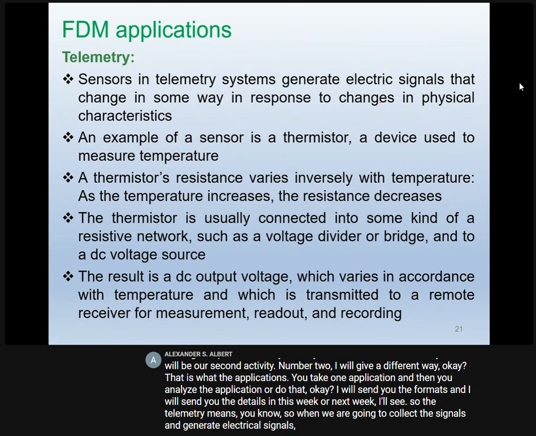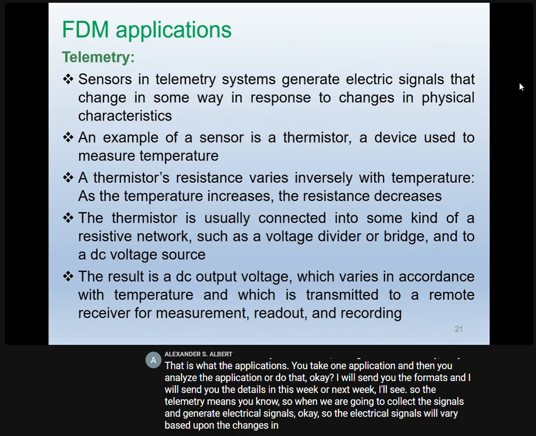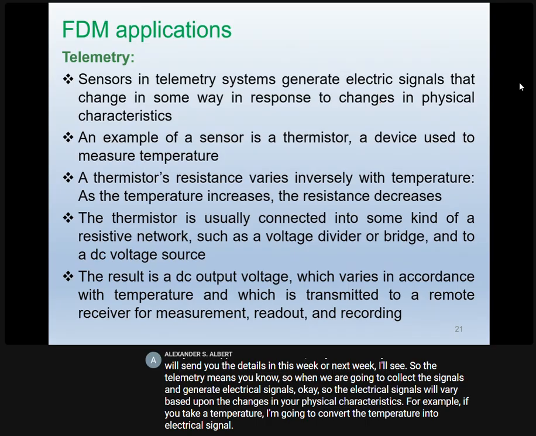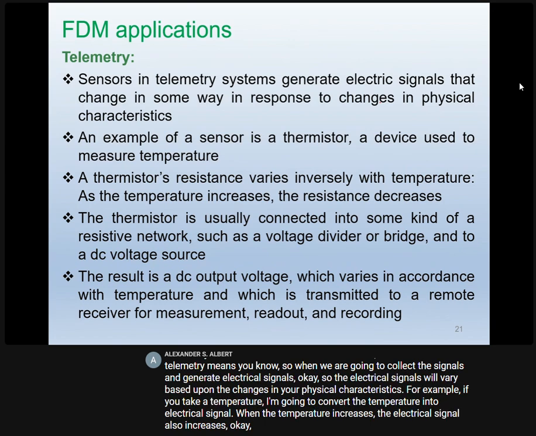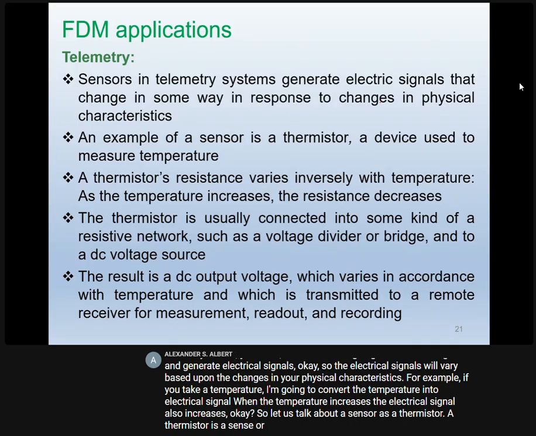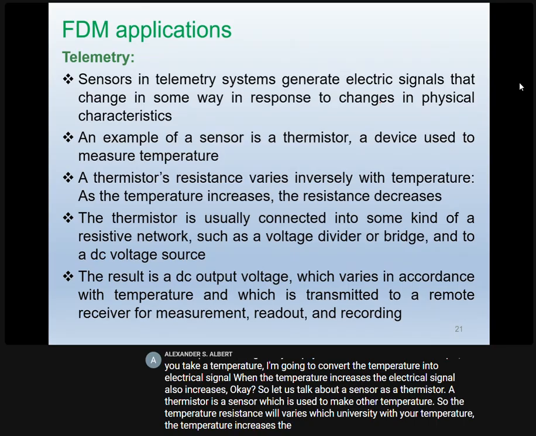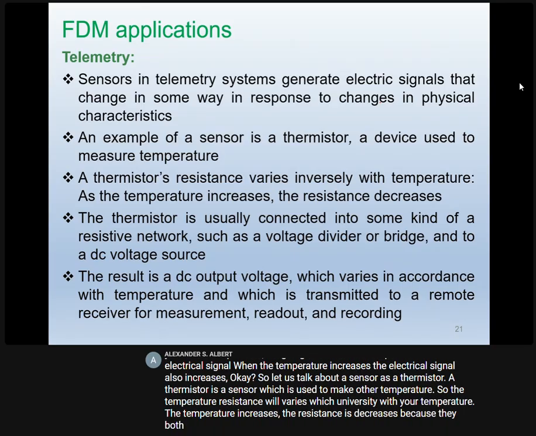So telemetry means we are going to collect signals and generate electrical signals. The electrical signals will vary based upon the changes in your physical characteristics. For example, if you take temperature, I'm going to convert the temperature into an electrical signal. When the temperature increases, the electrical signal also increases. Let us talk about a sensor, the thermistor. A thermistor is a sensor used to measure temperature. Its resistance varies inversely with temperature. When the temperature increases, the resistance decreases, because they are inversely proportional.